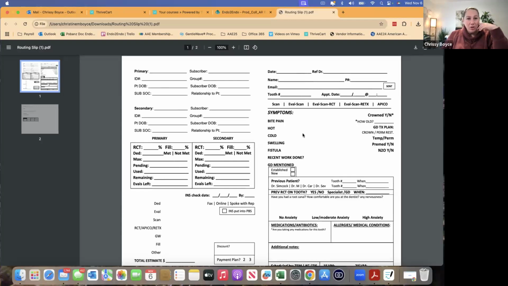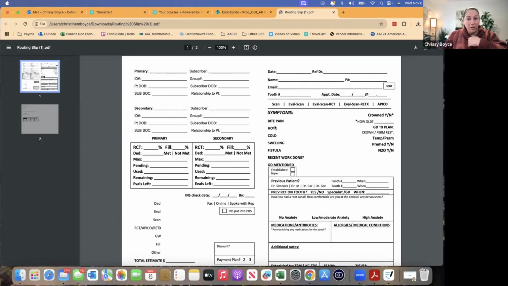Okay, you said that it hurts when you drink. Does it hurt when you drink something hot or cold? Oh, it's hot. And so when you drink something, does it linger? Does that pain linger for a long time? Yes. Does it hurt you to chew on that tooth? Yes. So what they're doing is they're circling the symptoms. And the way that Dr. Simcock has these laid out is if the patient exhibits 2 of these symptoms, that's an automatic root canal.